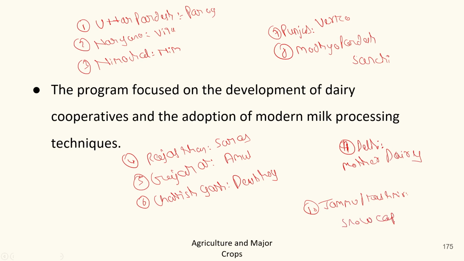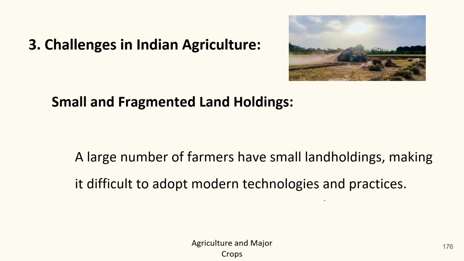So these are some of the major state brands. Uttar Pradesh for Parag, Haryana for Vita, Himachal Pradesh for Him, Rajasthan for Saras, Gujarat for Amul, Chhattisgarh for Devbhog, Punjab for Varkha, Madhya Pradesh for Sanchi, Delhi for Mother Dairy, Jammu and Kashmir for Snowcap. Okay, so here we have finished the White Revolution.